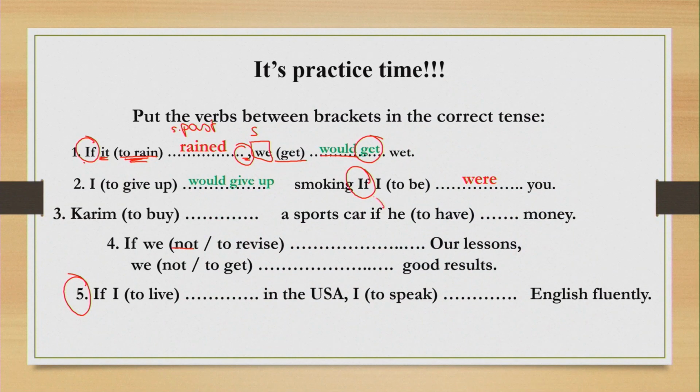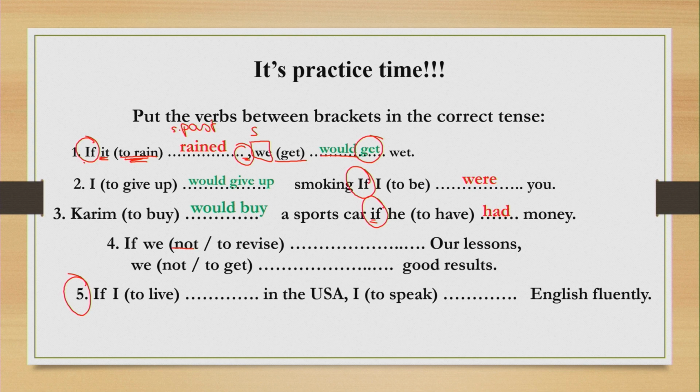Number 3, we have Karim to buy a sports car. We have this one here, if to have money. So that's it. We have: Karim would buy a sports car if he had money. That's the correct answer, of course, because as you can see here, we apply the rule. Here, if is in the middle of the sentence.